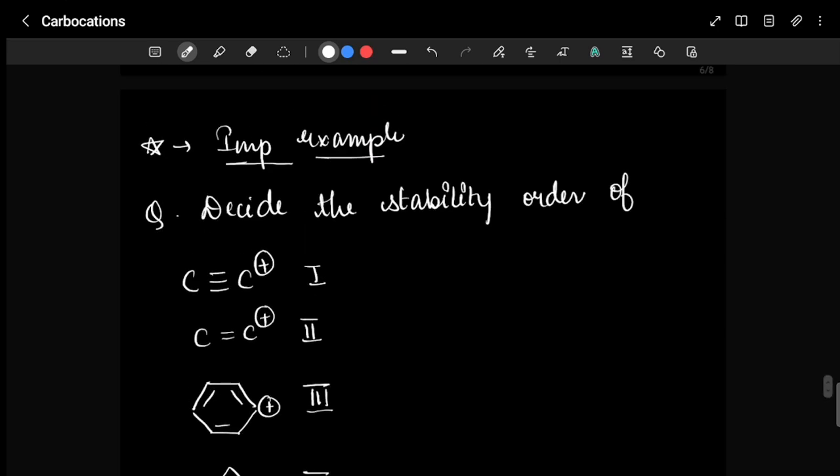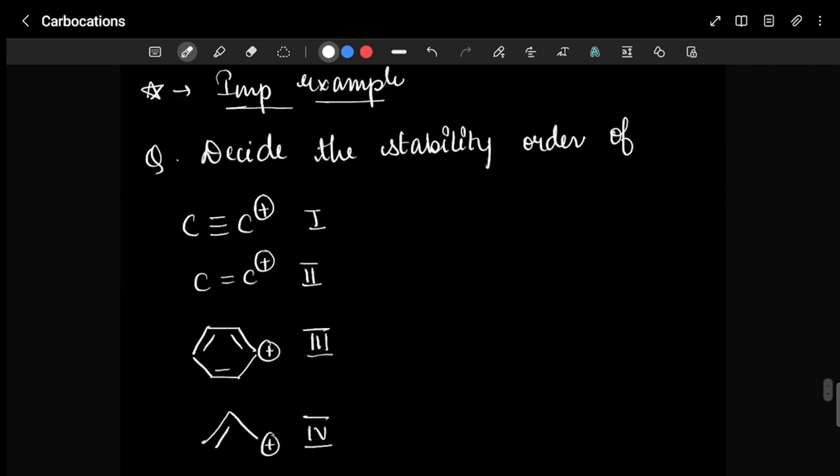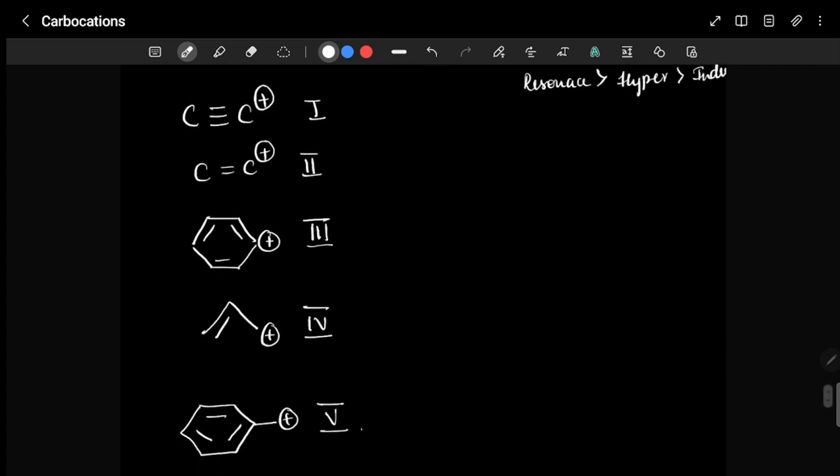Let's first check resonance. Whenever you are deciding the stability, resonance is given more priority than hyperconjugation, than inductive. So among the following 5 compounds, which has resonance? I can see conjugation is there in allyl and benzyl.